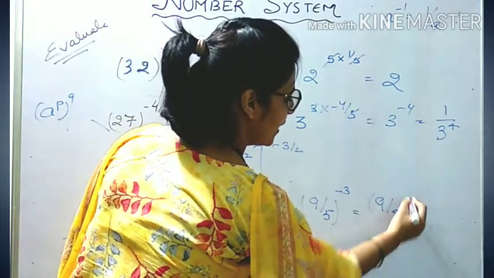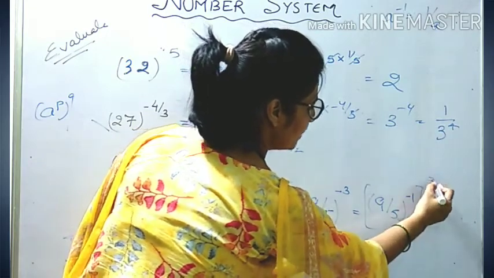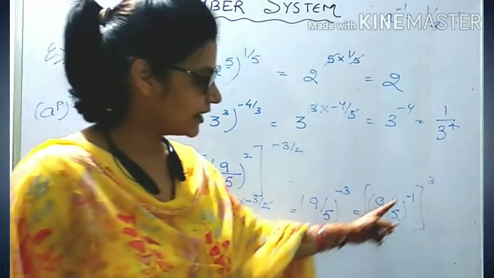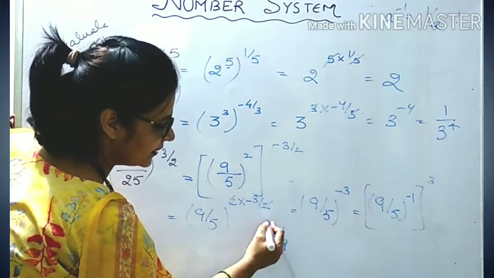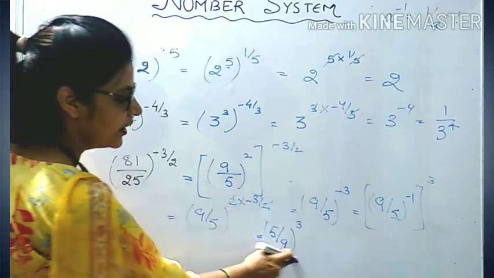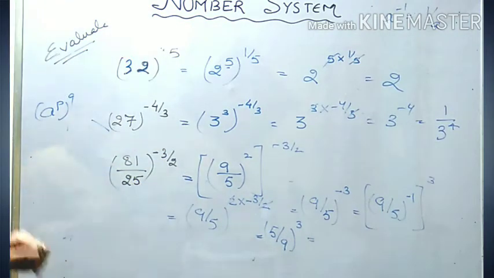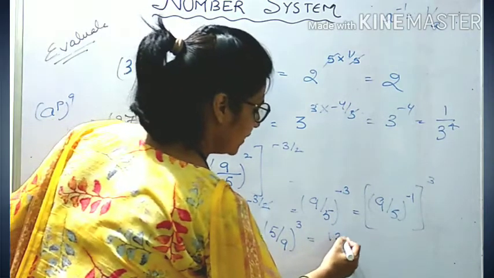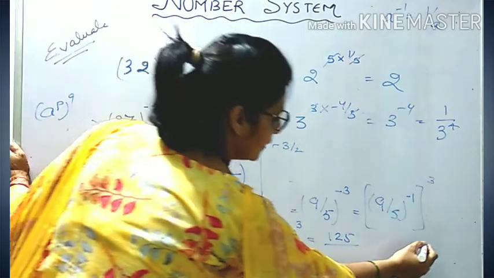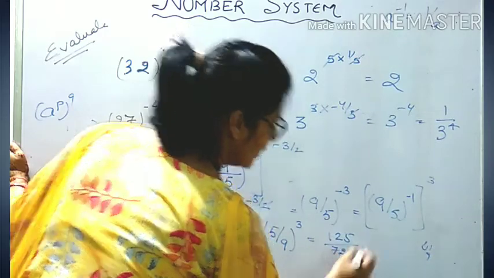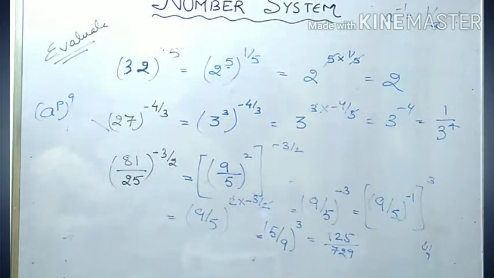9 by 5 to the power minus 1 whole to the power 3. And when we write minus 1, it means we have to take the reciprocal. So this will become 5 by 9 to the power 3. So this is actually 125 upon 729. 9 cube is 729. So thus we can evaluate the problem, or simplify, using the laws of exponents.